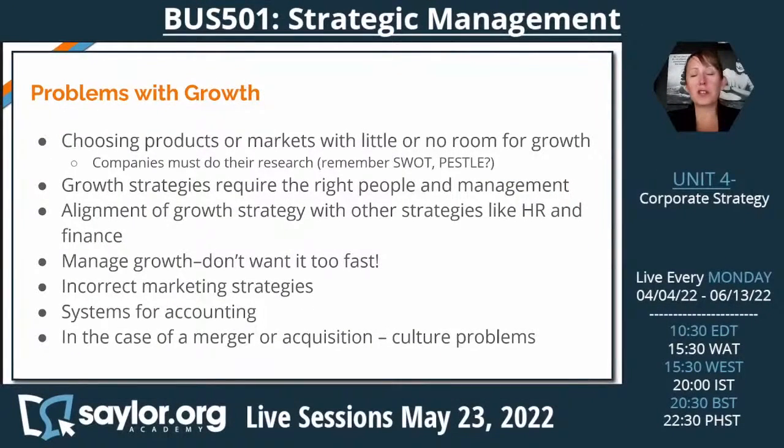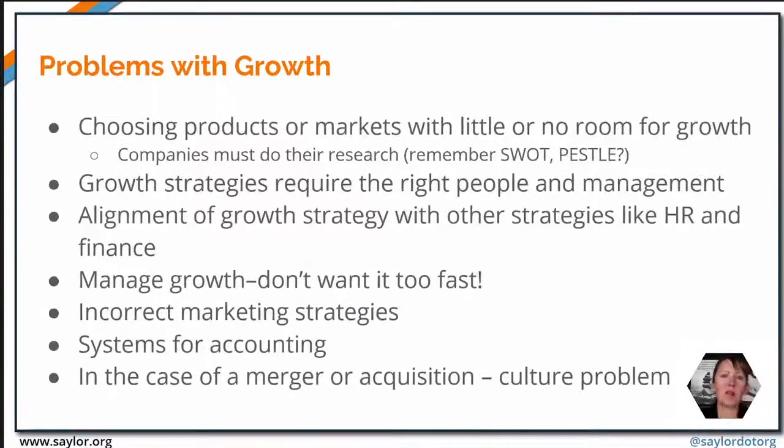So the first thing that I want us to talk about is that sometimes companies will choose products or markets that don't have a lot of room for growth. So the market may already be saturated with lots of similar products, which makes it really, really difficult to compete in that market. And just to give you a bit of a reminder here, this is a lot of why we do all of that internal and external analysis.